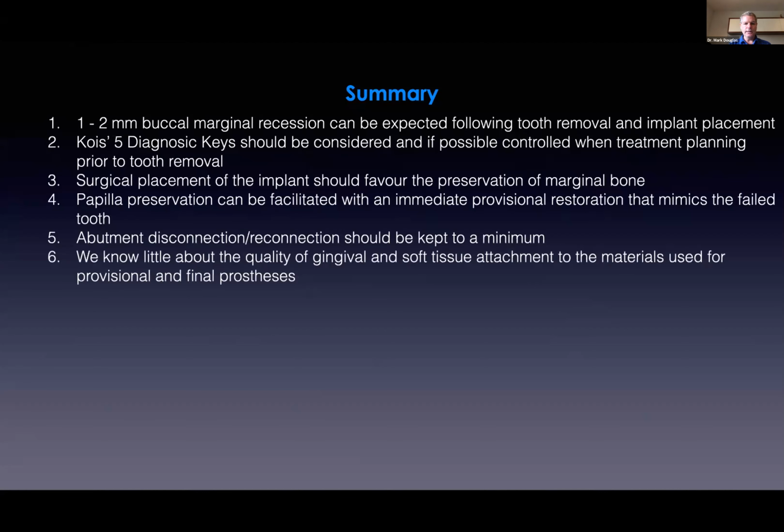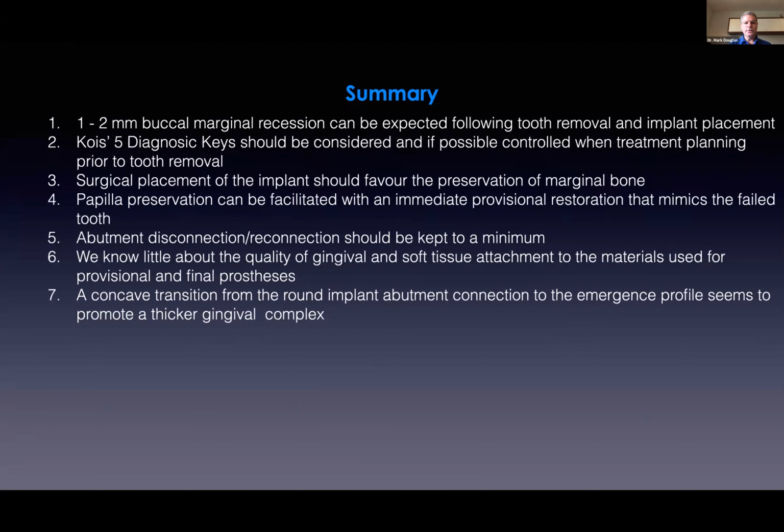We know little about the quality of the gingival and soft tissue attachment of the materials used for provisional and final prostheses. We know titanium is good. We know zirconium is good. The PMA abutment that the eye shell is made out of seems to work most of the time. The materials we used here, I couldn't really find very much good information on them.